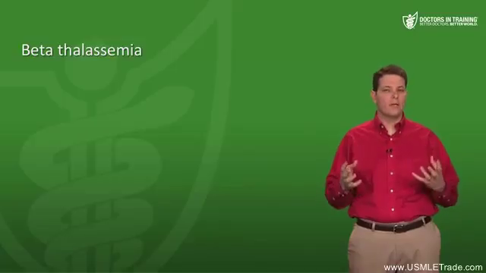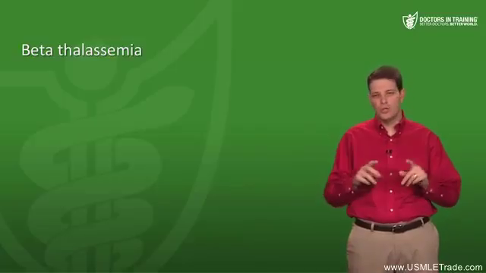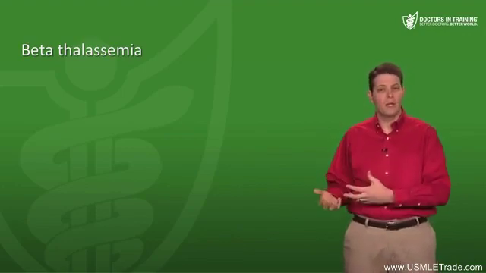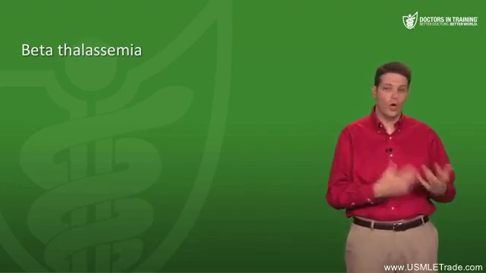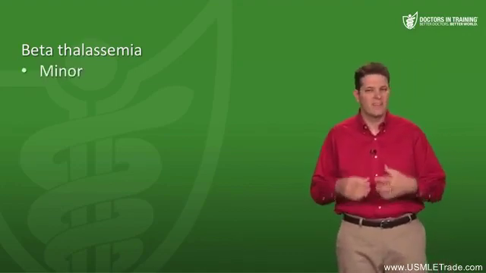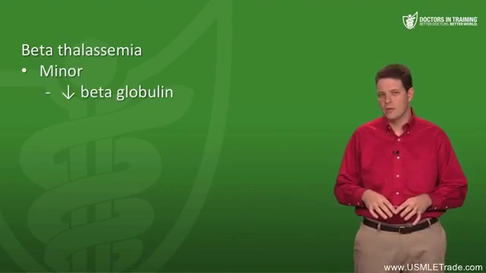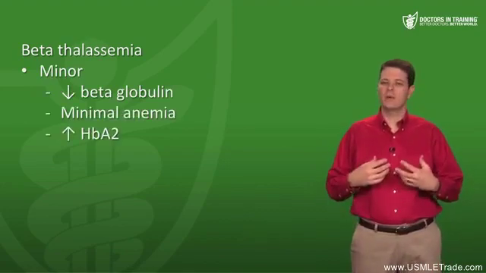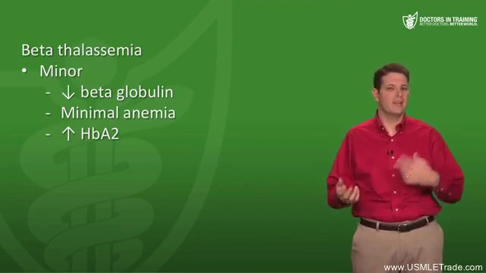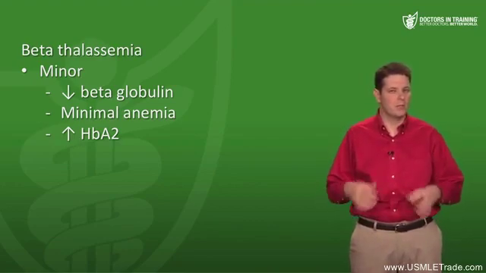So instead of 4 alleles like with alpha globin, you just have 2 genes for beta globin. But again, you could have a mutation that makes abnormal beta globin, or you could have a mutation that makes no beta globin whatsoever. So beta thal minor is where you have decreased amounts of beta globin. You have minimal anemia and increased hemoglobin A2, because hemoglobin A2 is made up of alpha globin and delta globin. You don't need beta globin to make hemoglobin A2.